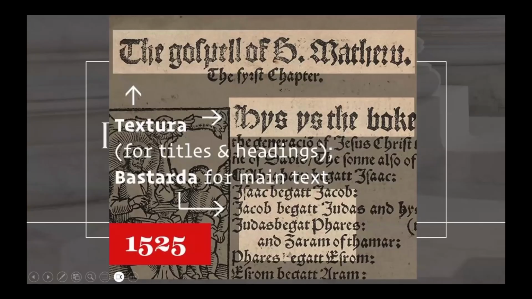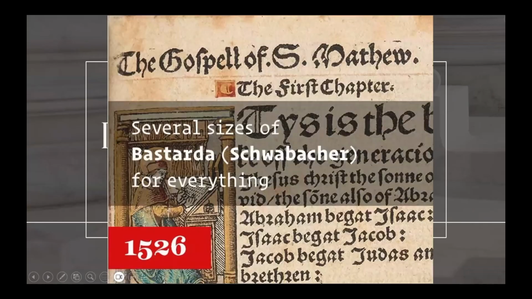So if we look at the 1525 text, you can see that they use one font for titles and headings, which we call textura, and another font for the main text, which we call bastarda. When we come to the 1526, he's used also two fonts, but he's used the same font for the heading and the text. And then when he comes to the 1534, he uses another font for the comments and the footnotes.